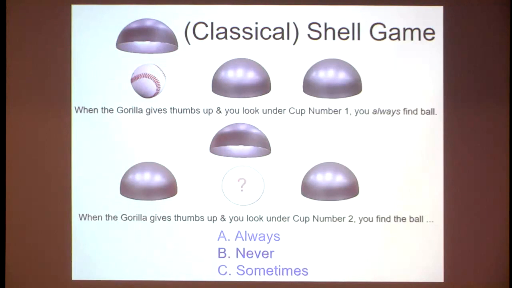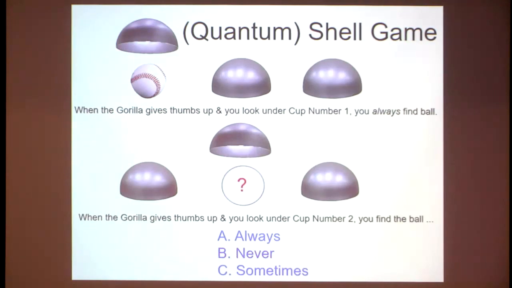Okay. So now, of course, there's a quantum version of the game with the quantum gorilla. And it turns out these are really quantum balls and cups. And the gorilla knows this, and so he's able to do things that a quantum physicist can do to the balls and the cups. And same thing as before, every time he gives thumbs up, we find that if you had looked under cup number 1, the ball was always there. So in the quantum version of the game, what do you think? When he gives thumbs up and you looked under cup number 2, was the ball there always, never, or sometimes?